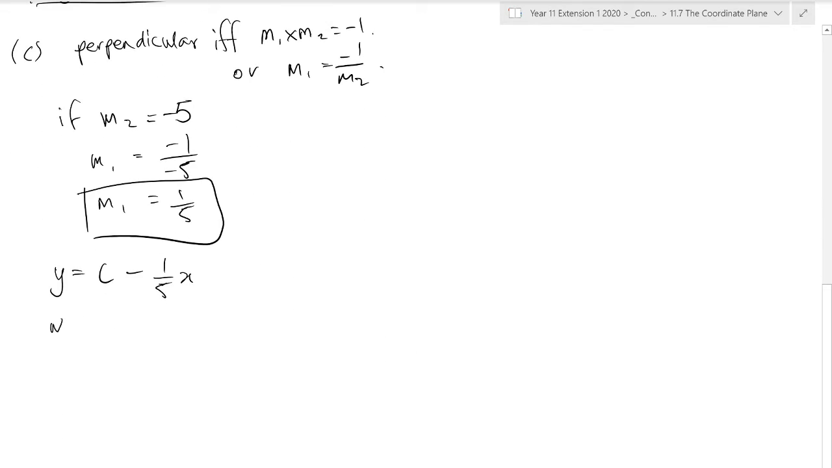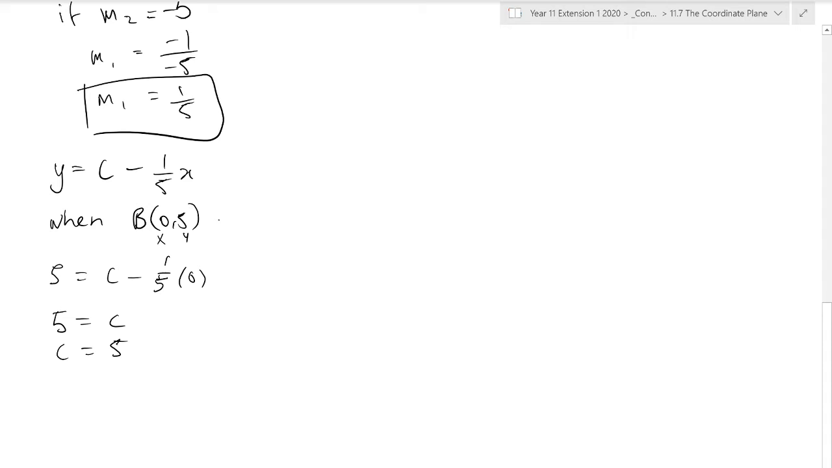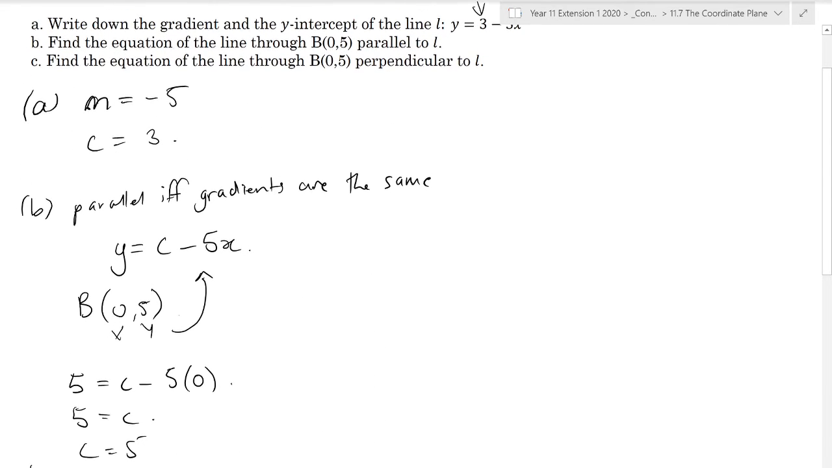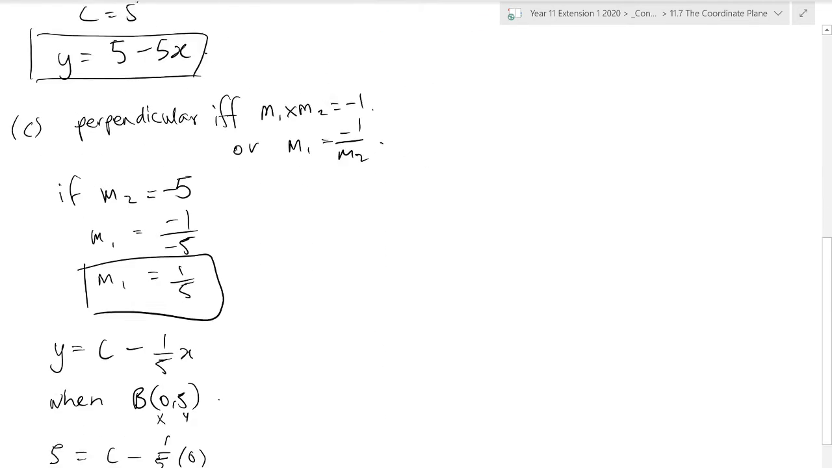So when we have this point, (0, 5), we can substitute it in where that is x and that is y, and we get 5 is equal to c minus 1/5 lots of 0. Okay, and just like before, the 1/5 times 0 is going to cancel out. We're going to be left with 5 is equal to c, or c is equal to 5. Now with that, we can substitute the c back into my original equation, which we get y is equal to 5 minus 1/5 x, and that is my line with an equation that's perpendicular to the original line through the point (0, 5).